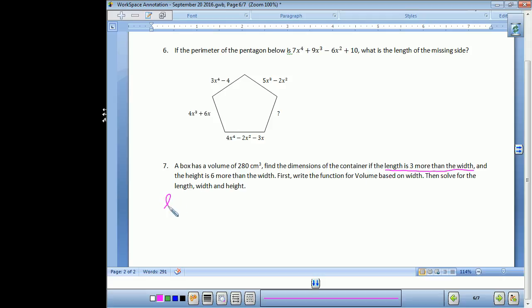Can I write that like this? The length, in math, is equals 3 more than, 3 plus the width. Okay, so that came from that sentence. The next one: the height is 6 more than the width. The height is 6 more than the width.